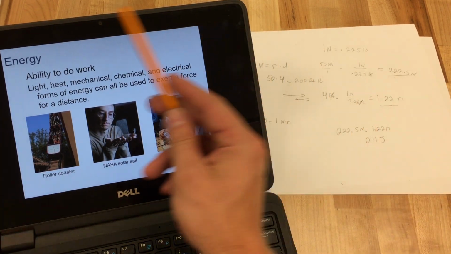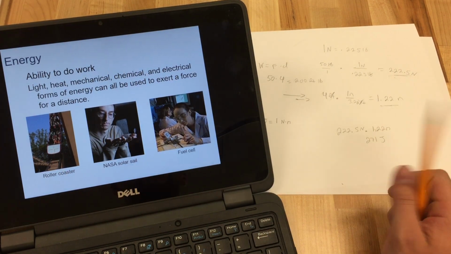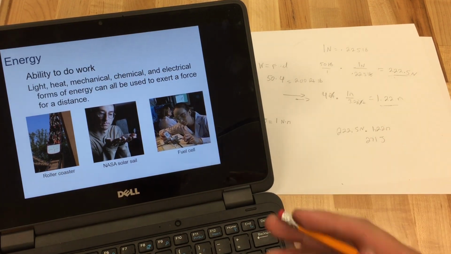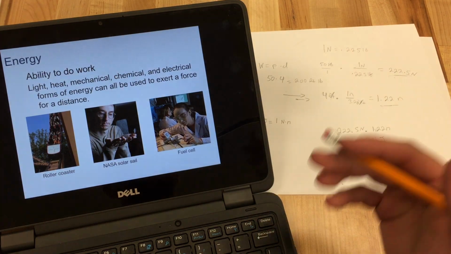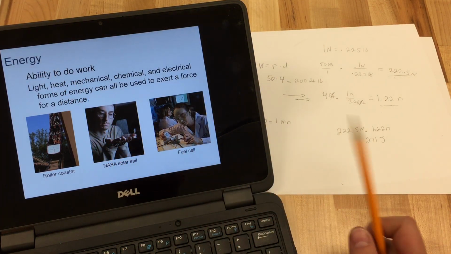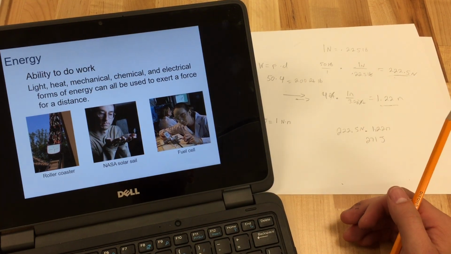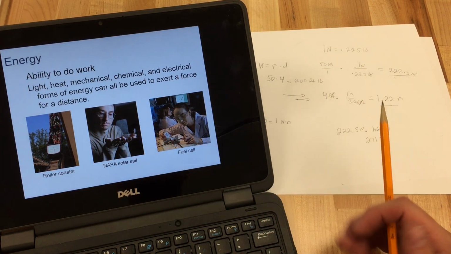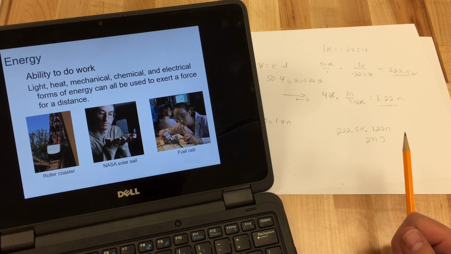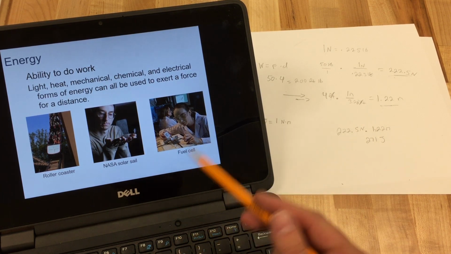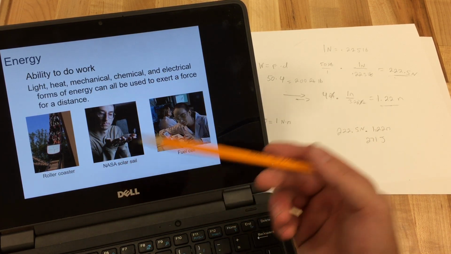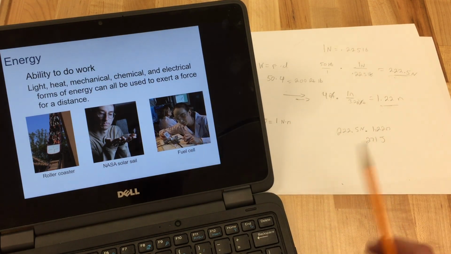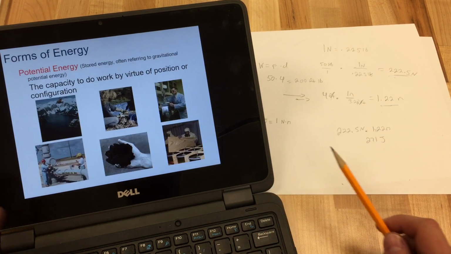Okay, so let's look here now. The ability to do work. And these are just some definitions. Once again, there will be vocab, so you guys need to understand that. But energy is the ability to do work. So energy can be through a variety of things: light, heat, mechanical, chemical, electrical. All forms of energy can be used to exert a force for a distance. So roller coasters, NASA solar sails, fuel cells, all examples there.